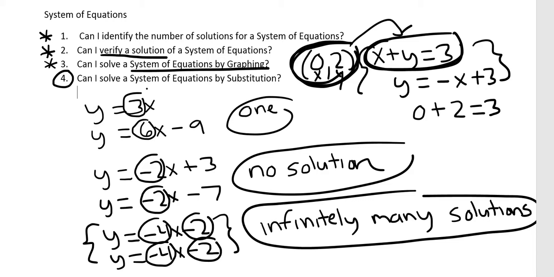Can I solve a system of equations by substitution? Now, substitution is just another method that we can use to solve a system. You guys already know how to solve a system using graphing. Today I'm going to teach you how to solve a system without having to graph, but by using substitution. Okay, so let's say that you have the system y equals negative 3x and y equals 6x minus 9.